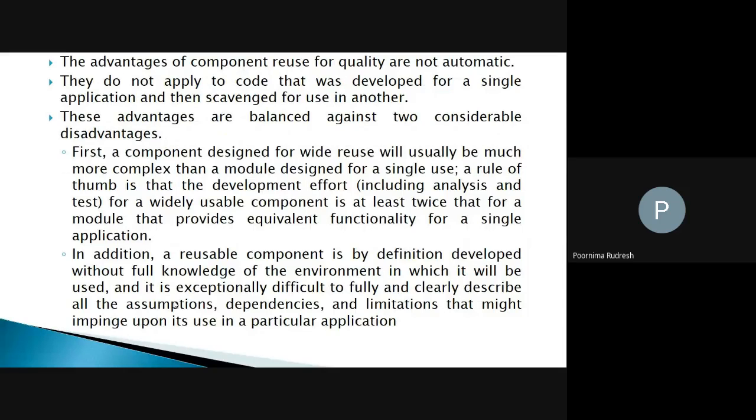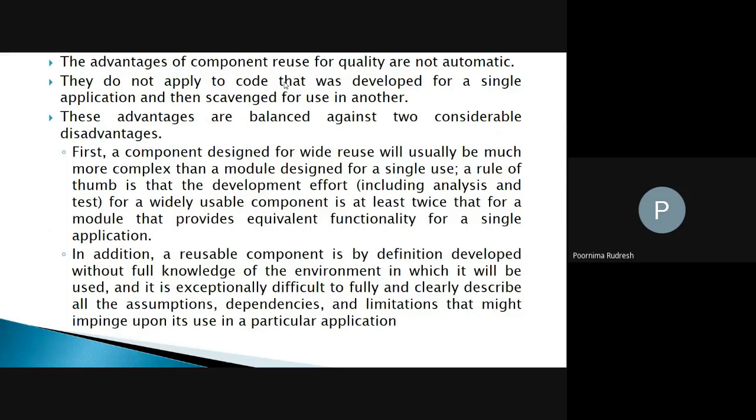And the other one is they do not apply to code that was developed for a single application and then scavenged for use in another, meaning the components are not developed only for the particular code. So they have been developed for a scenario. They consider the scenario, and for that scenario they have developed the components. So the same components can be used in similar scenarios with very minimal modification. These two advantages are component reusability and developing the components for the scenario, not for the particular code.